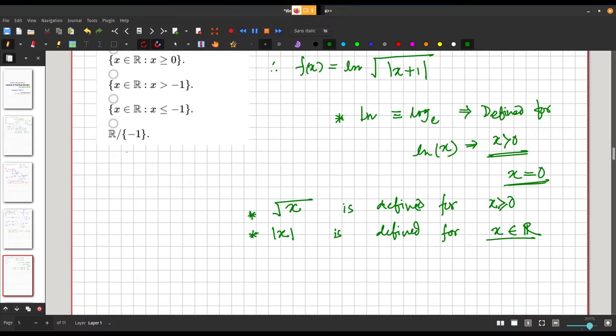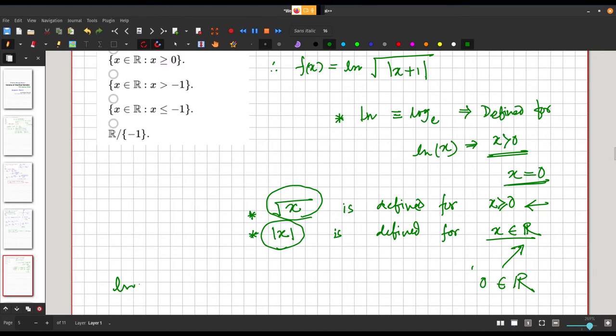Okay, so for this function we will always get a positive number, and for this function we will always get a positive number, which can be 0 also, because 0 is an element of R. And if you take mod, it will also be 0. And if we take root of that, that will also be 0. So when we are talking about the domain of this function, we know that this will diverge when x is equal to 0, right.